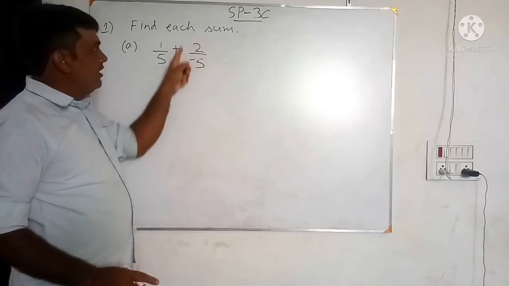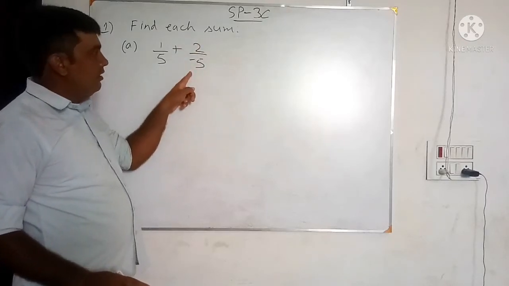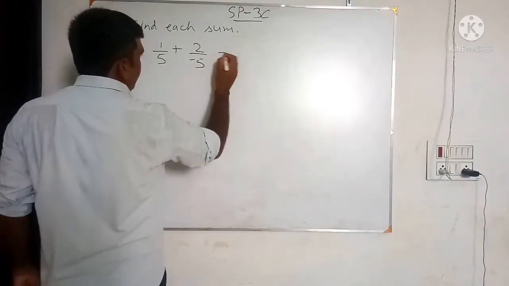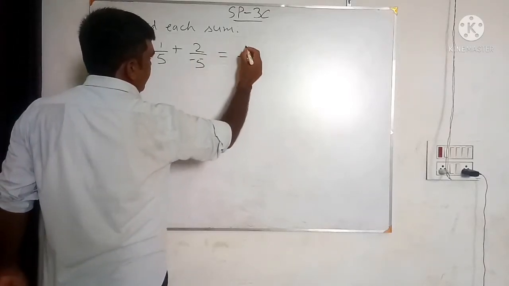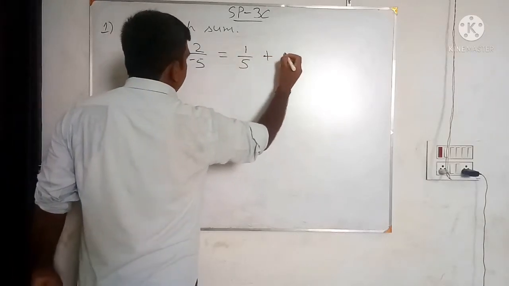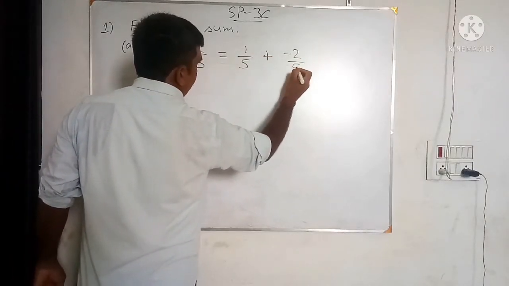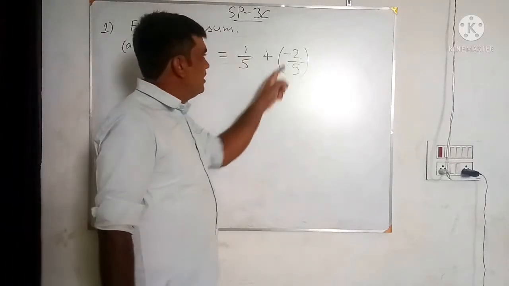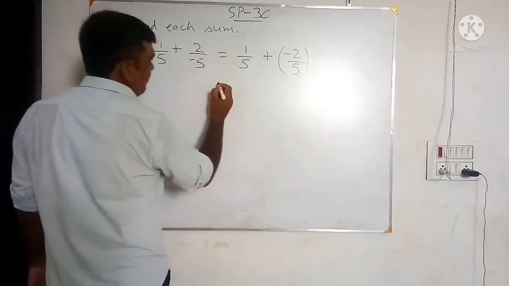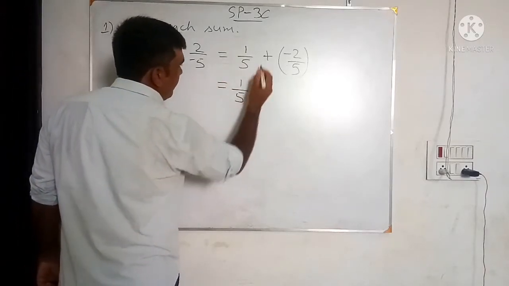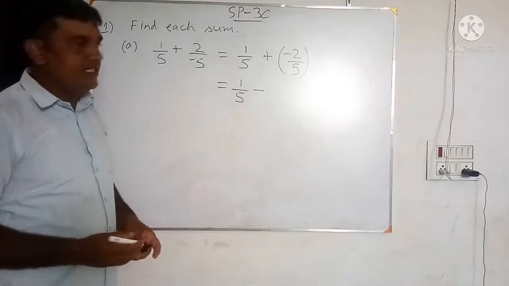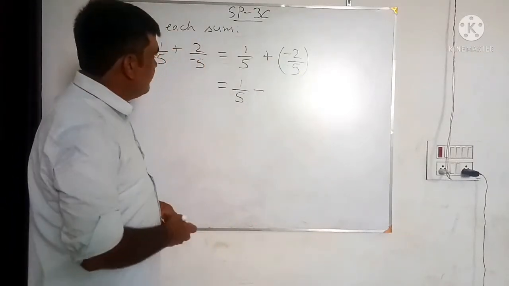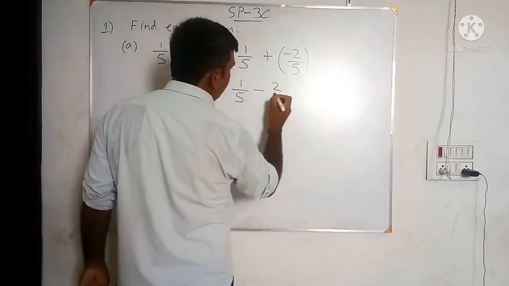If it is in standard form, how do you write the rational number? Make the denominator positive. So when you make the denominator positive, it becomes 1 by 5 plus minus 2 by 5, which I put in the bracket. Now plus multiplied with minus becomes minus. The product of unlike signs gives negative. So it will become minus 2 by 5.